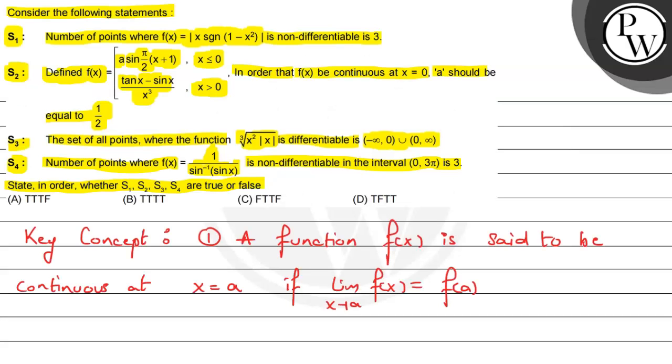Now let's check S3. S3 की स्टेटमेंट है कि द पॉइंट्स सेट ऑफ ऑल पॉइंट्स वेयर फंक्शन क्यूब रूट ऑफ एक्स स्क्वायर टाइम्स mod x is differentiable is minus infinity to 0 union 0 to infinity.